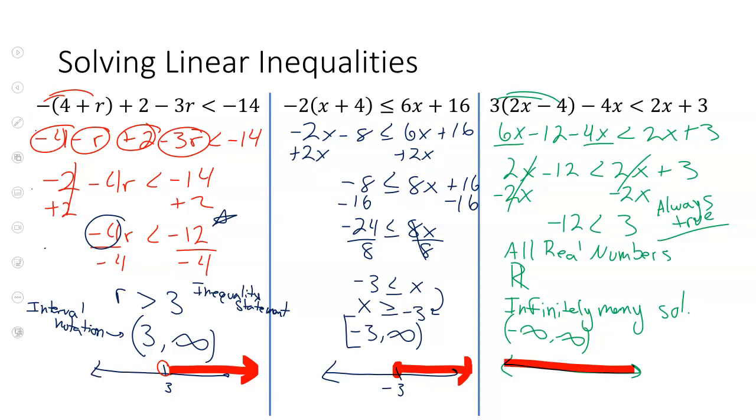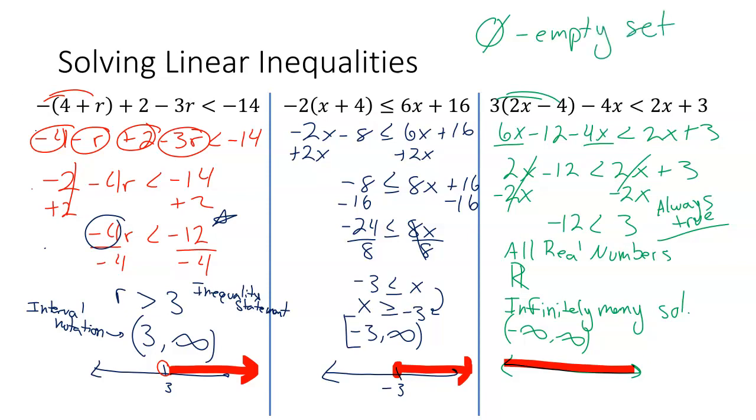Those graphs are just completely shaded in. Now, if we get a statement that is always false, say that inequality symbol was flipped and the statement said negative 12 is greater than 3. Negative 12 is not greater than 3. So instead of infinitely many solutions, we have no solutions. It would be that opposite.